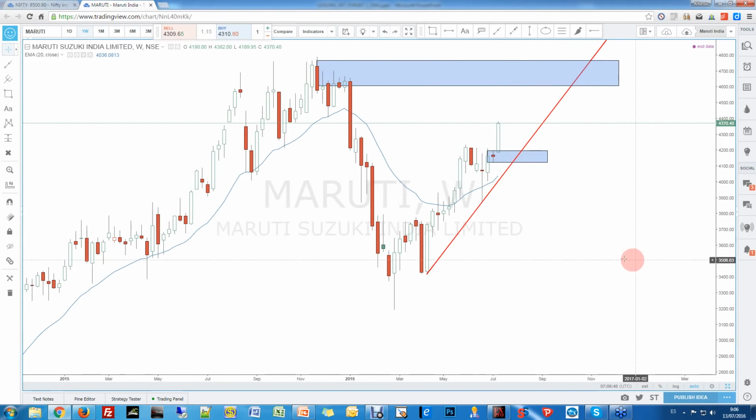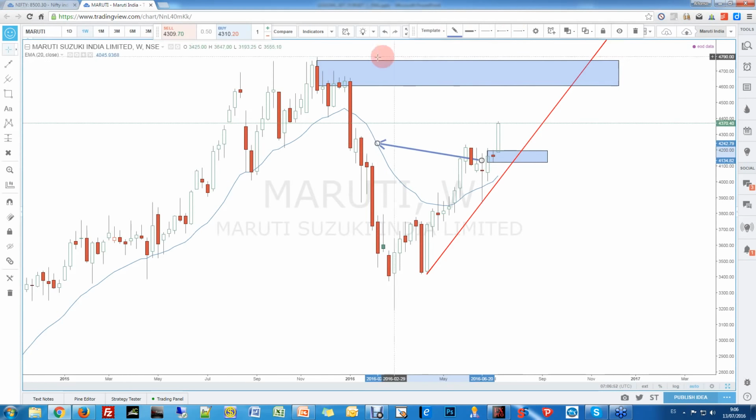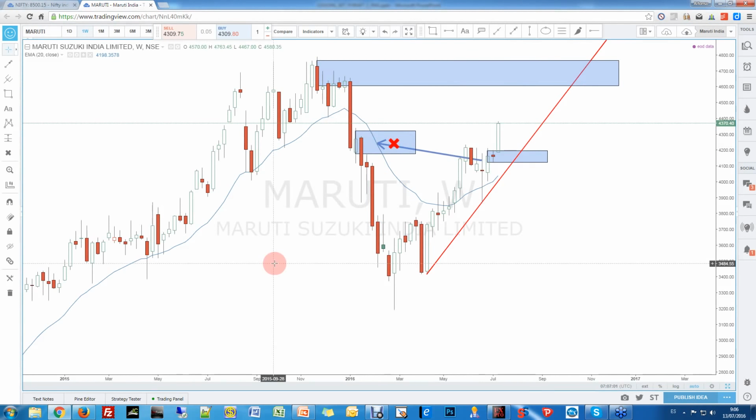So the imbalance is there. This imbalance is connected to this imbalance. The imbalances are connected. This one is being taken out. Makes sense, Ganga Deep and everybody?